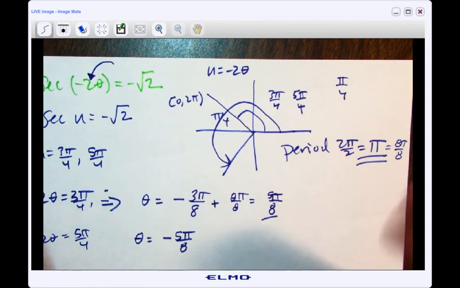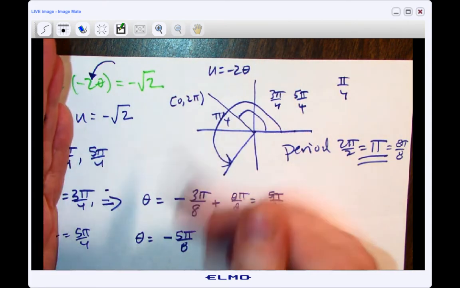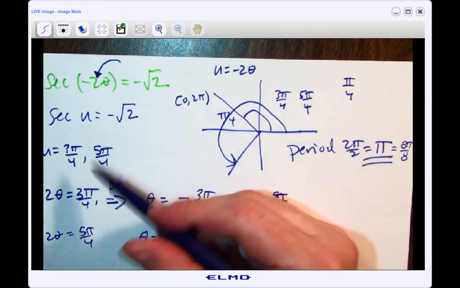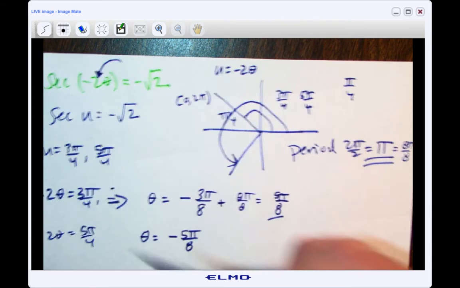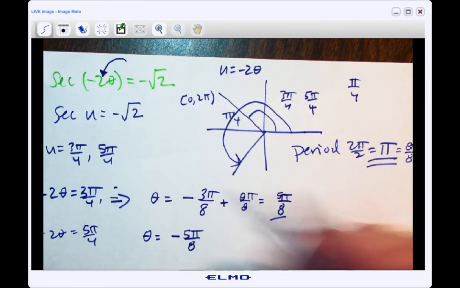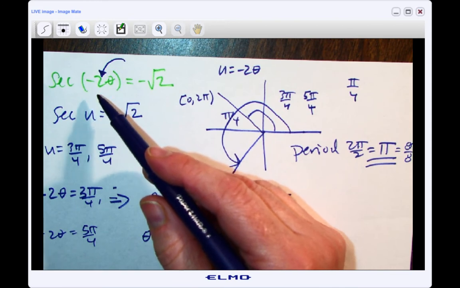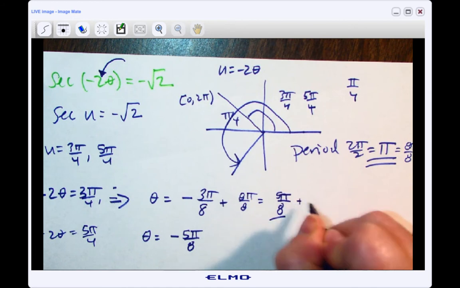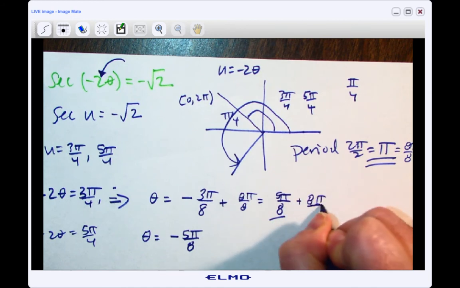Now, once again, because this has been squished, I'm expecting to see twice as many waves inside the same amount. So where we normally had 2 solutions, I'm expecting to find 4. Because this has caused that compression. So there's going to be twice as many waves in the same amount of space. I'm going to keep going. I'm going to add another 8 pi over 8.